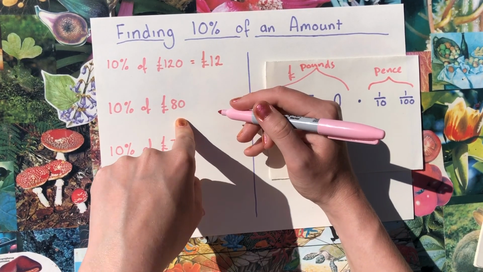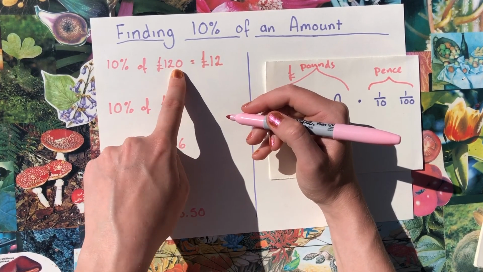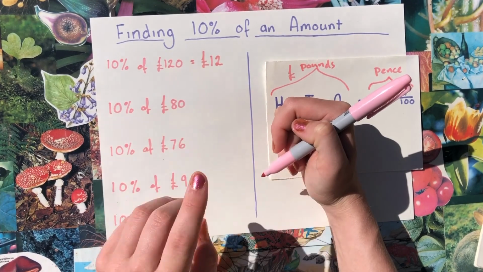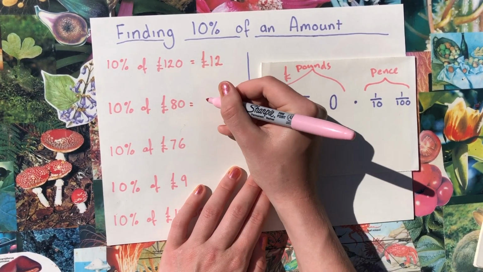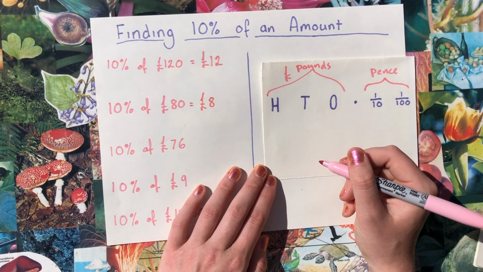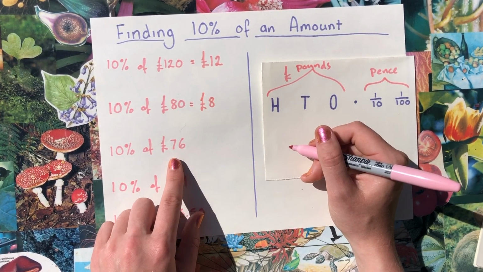Now you might have noticed a little pattern here. We had £120 and when we divided by 10 we got 12. So you can see the zeros just come off the end. That does work here. So 10% of £80, it is £8. I can just take the zero off the end. But sometimes the number doesn't end in a zero, and this is where we run into a problem.